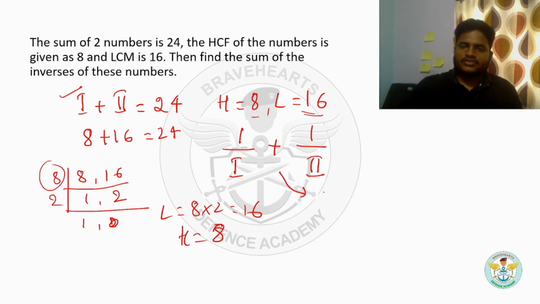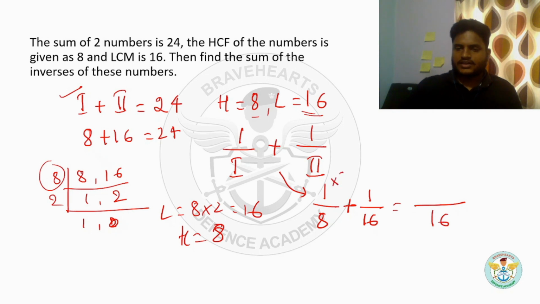All you need to do is find the sum. 1 by 8, the first number, and 1 by 16, the second number. Here also we can do it with this method. Take 16 as the LCM: 8 twos are 16, 16 ones are 16. So it is 2 plus 1, that is 3. So your sum of the inverses is 3 by 16. I hope I am being clear here.